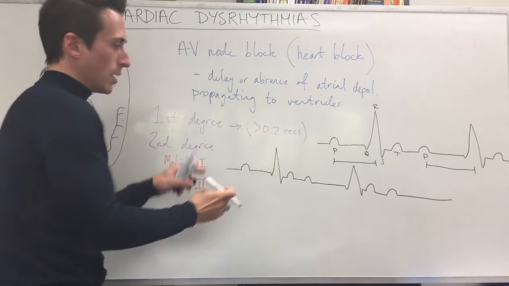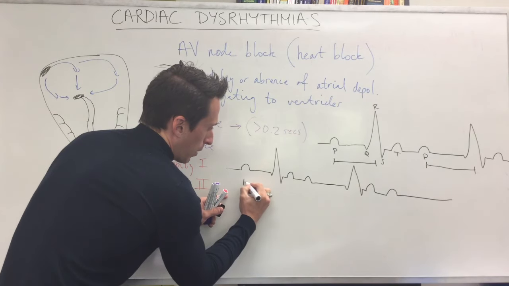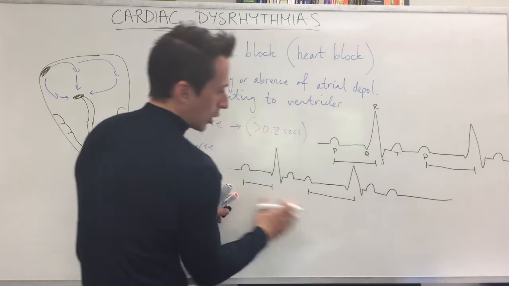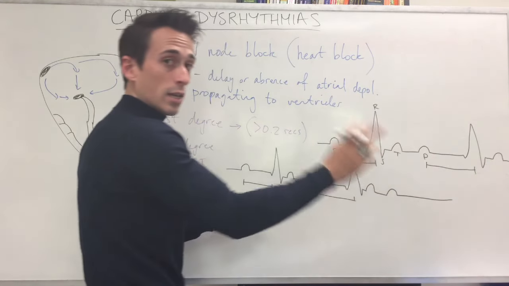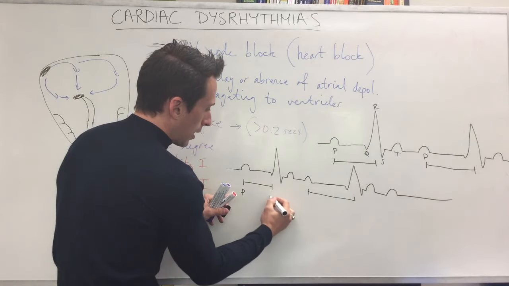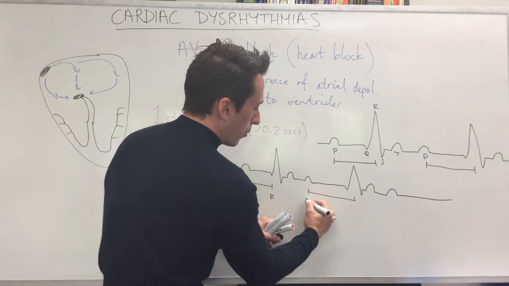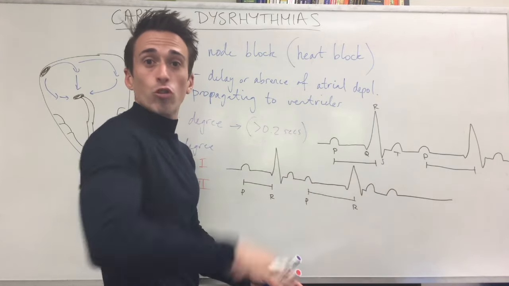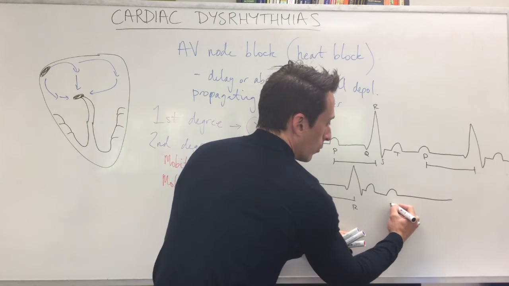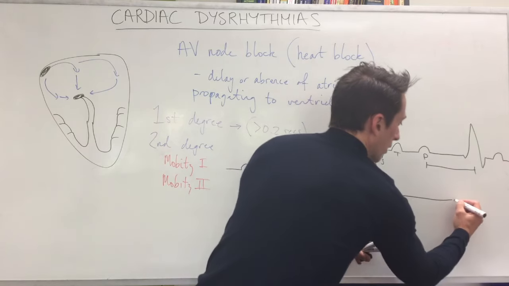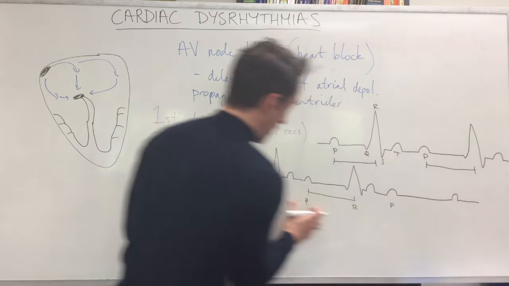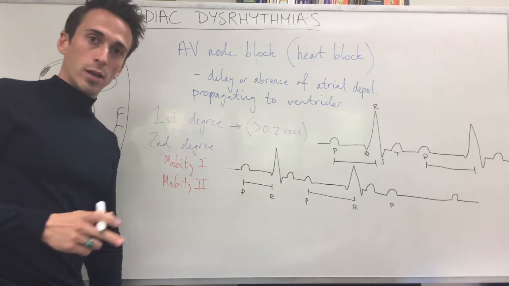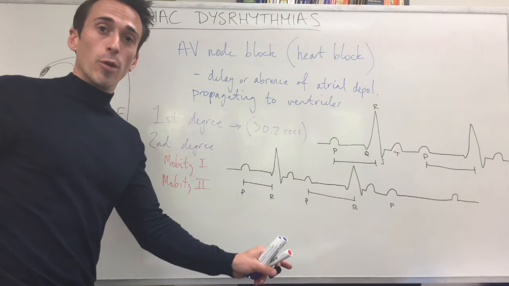And what you'll find is as these P to R, P to R gets longer and longer, which you don't see in heart block one, as the P to R gets longer and longer, at some particular point, the QRS complex disappears. It just drops out. And then from this P, what are you going to get next? Is another P. And then it goes back to the normal length P to R. This is Mobitz 1. And you don't do any treatment for Mobitz 1.